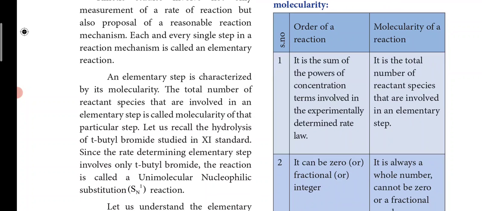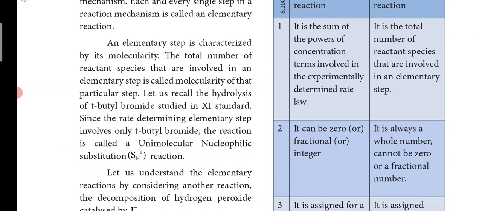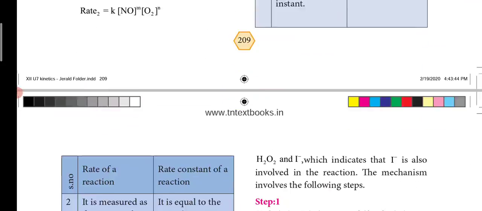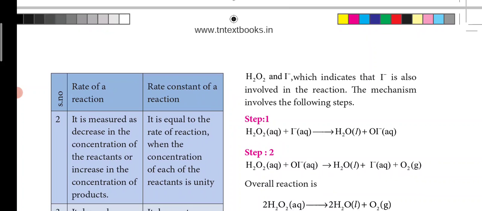Let us recall the hydrolysis of tertiary butyl bromide which we studied in 11th standard, in the SN1 reaction mechanism. Now let us understand the elementary reaction by considering another reaction, the decomposition of hydrogen peroxide. It decomposes to give water and oxygen. Experimentally it was found that the reaction is first order with respect to both reactants, hydrogen peroxide and iodide ion, so this reaction has first order steps involved.